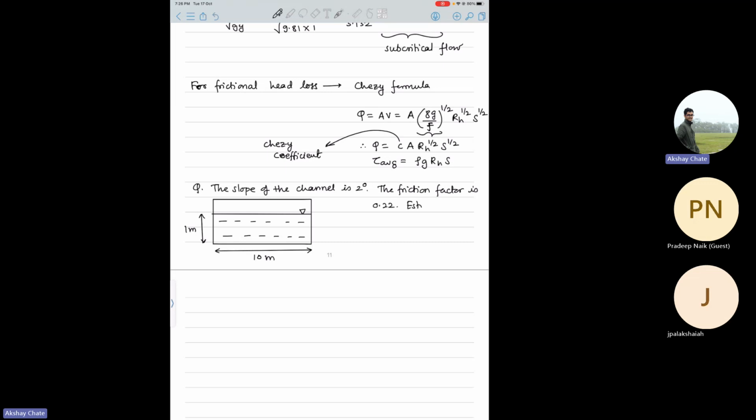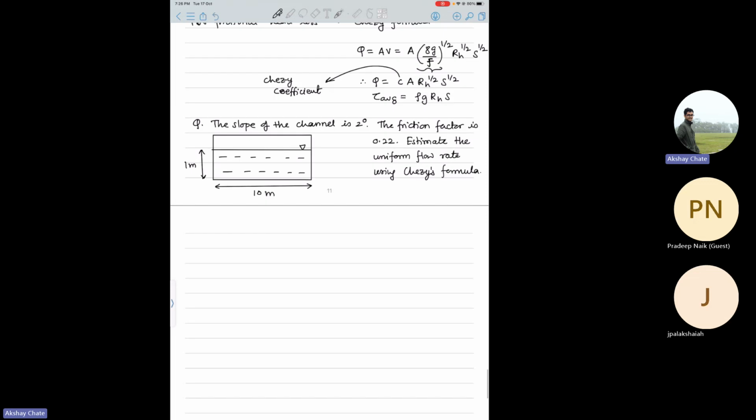Estimate the uniform flow rate using Chezy's formula. So we can use the relation. Here we can calculate C using (8g/f) power half. So this will be 8 into 9.81 divided by 0.22, square root of that.